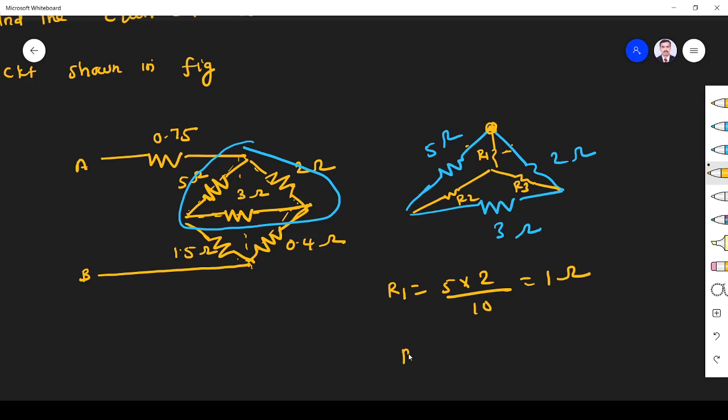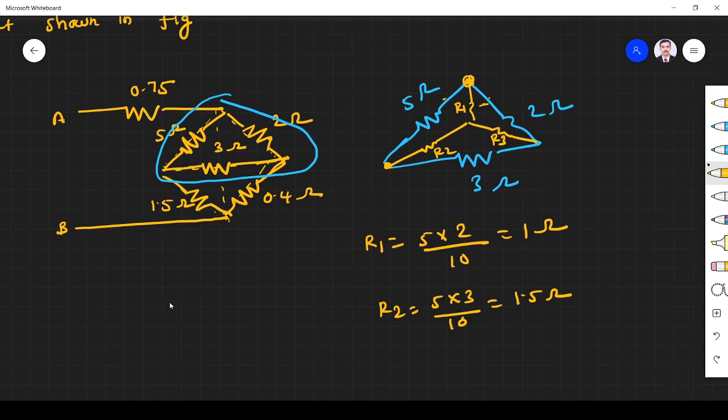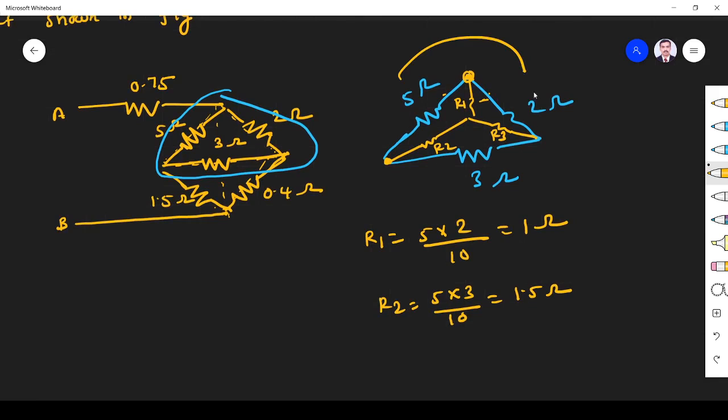Next I want R2. For this junction, we see what resistances are connected from the delta. Here it is 5 and 3, total is 10 ohm, so 1.5 ohm. The total is 5 plus 2, 7, 7 plus 3, 10. Next R3, this node: the resistances connecting are 2 and 3. So 2 into 3 divided by total, so 0.6.